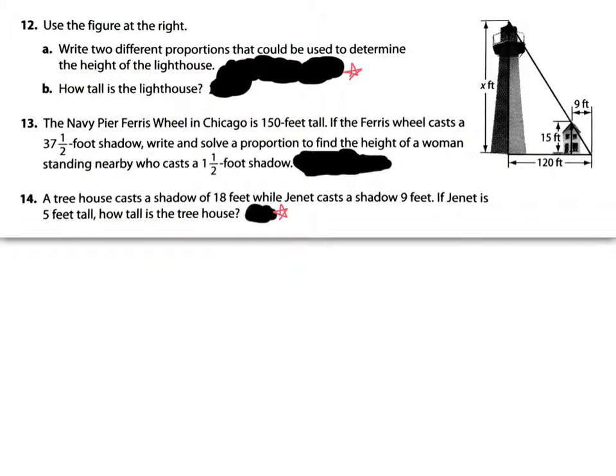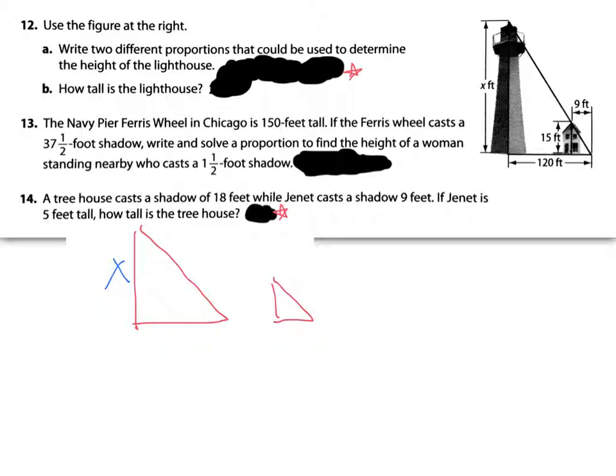So, all right, number 12. I'm going to redraw this as two separate triangles. What we know here is that the tall length is x. So let's write that in. What we know is the bottom is 120. So I'm going to write that in. I then know the height of the small one is 15. And I know that the base down here is 9.